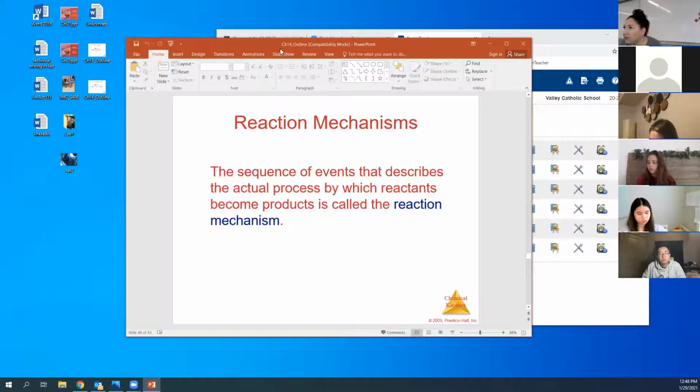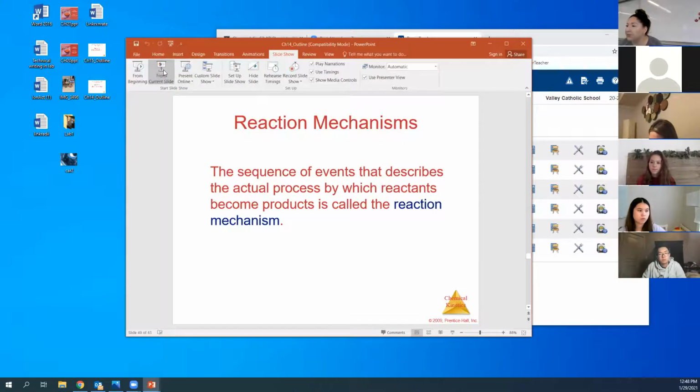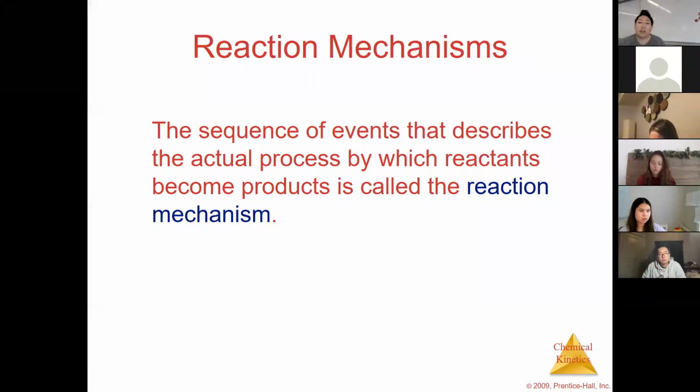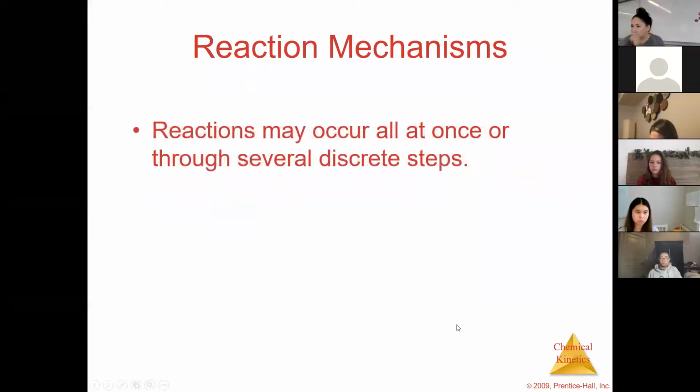All right, this did not go in a slideshow, did it? Okay. So a reaction mechanism is the sequence of events that describe the actual process by which the reactants become products. That's called a reaction mechanism. So maybe it's multiple steps and we just see the overall step. So we're going to look at what's going on behind the scenes. What are those pre-steps? But we'll learn the actual vocab.